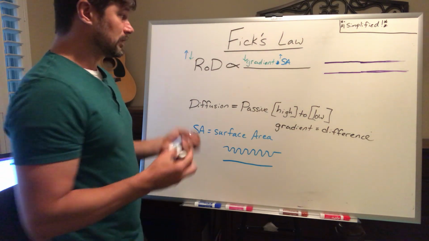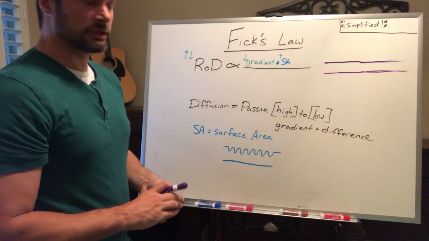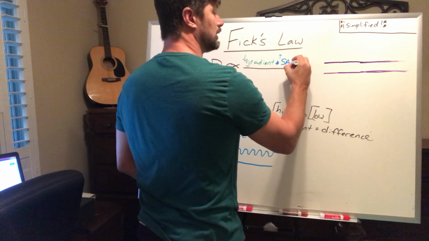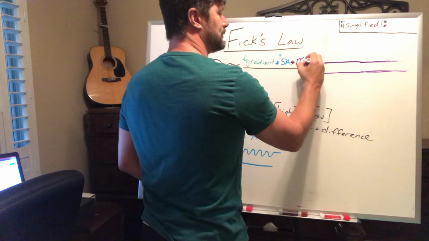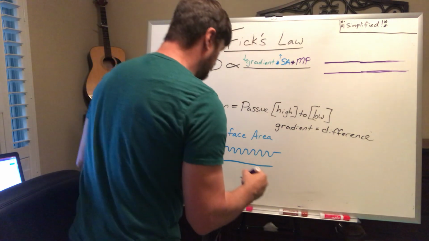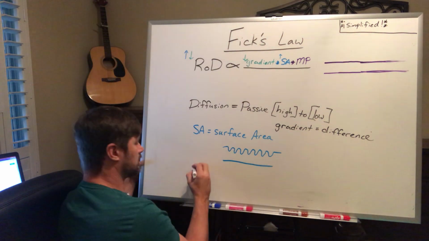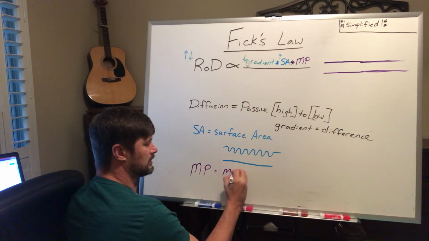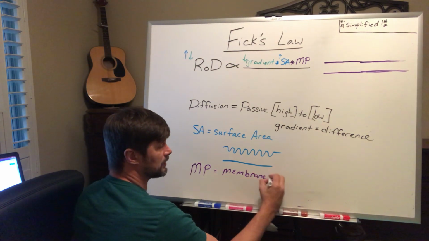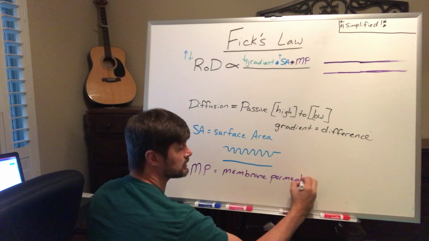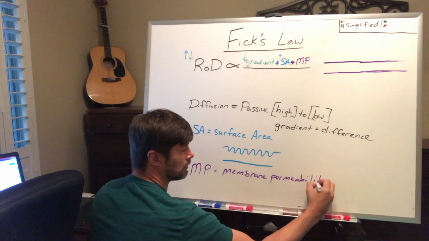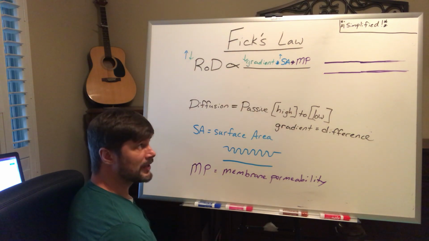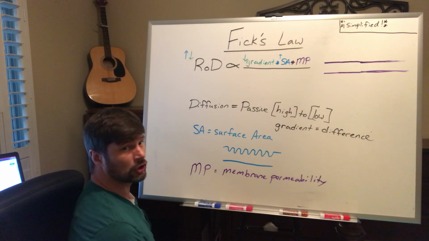The last variable that's going to be directly proportional with the rate of diffusion we want to learn about has to do with the permeability of the membrane. We're going to go MP, capital M, capital P, where this is related to the membrane permeability. Okay, membrane permeability. Membrane permeability goes back to a little bit of chemistry, and it relates to whether something can go through the membrane or not.